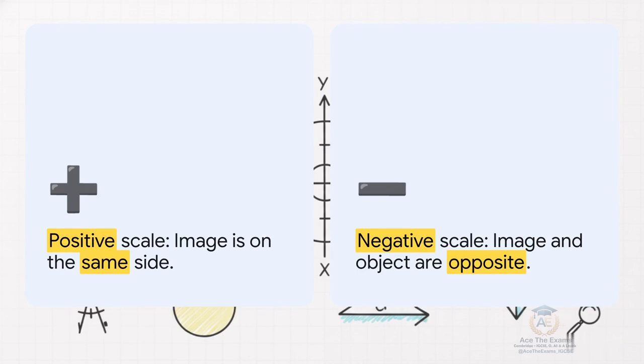Let's see how this builds into one of the trickiest concepts on the paper, positive versus negative enlargement. With a standard positive enlargement, the image stays on the exact same side of the center of enlargement as the original object. But with a negative enlargement, the image and the object are on completely opposite sides of that center point. It practically jumps right across the center to the other side of the grid.